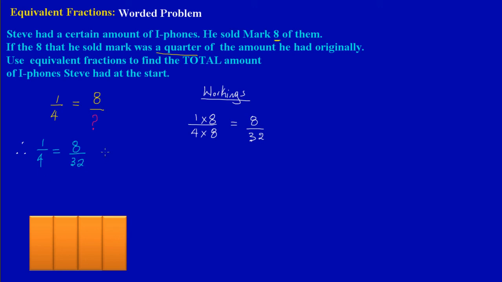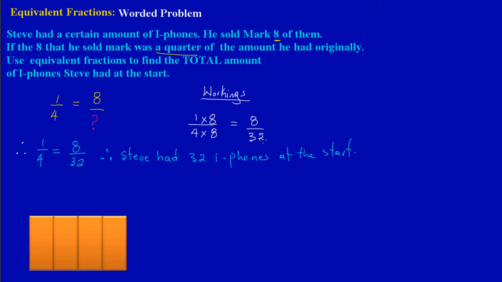So therefore Steve had 32 iPhones at the start. Okay, this is the total amount of iPhones he had at the beginning.